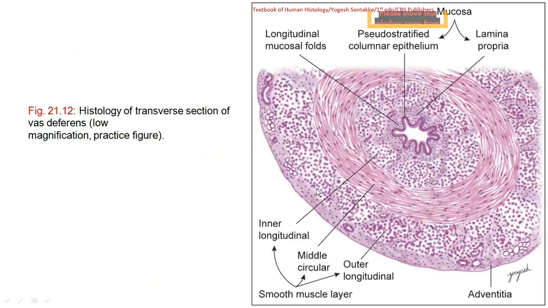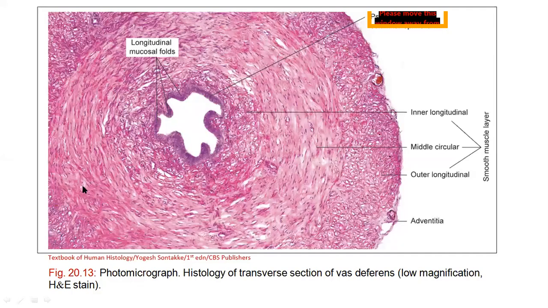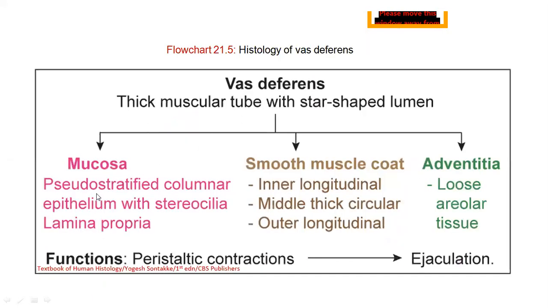Then, see, this is the transverse section: mucosa, muscle layer, and then we have adventitia. Mucosal folding, we have pseudostratified columnar epithelium with lamina propria. Then the muscle coat in three layers: inner longitudinal, middle circular, outer longitudinal. The outermost covering is adventitia. Okay, so in a nutshell, everything is written here.